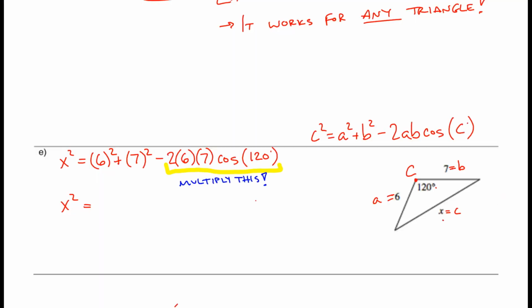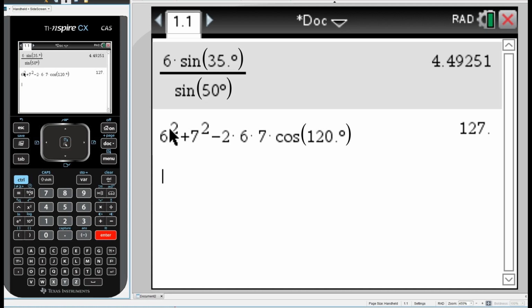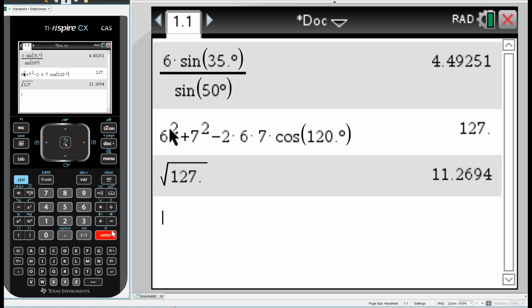Okay, that's really exciting. So that's 127 right there. And then some of you are going to be like, yay, we're done, let's go home. But this is not the final answer. If x squared equals 127, that means x equals the square root of 127. Oh gosh, don't forget that last little step. And now let's see what that equals as a decimal. The square root of 127 is about 11.269.